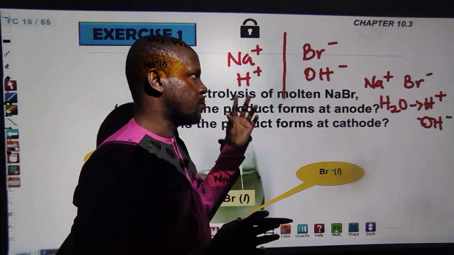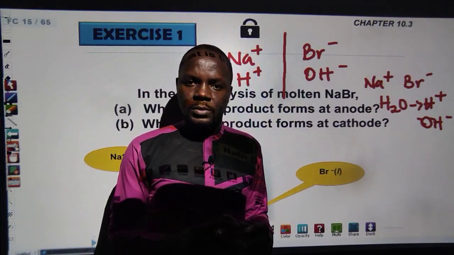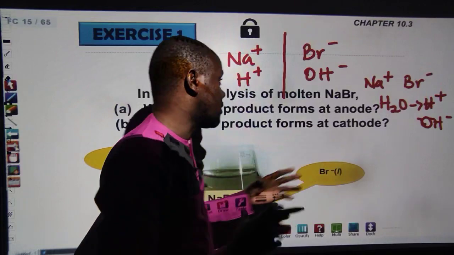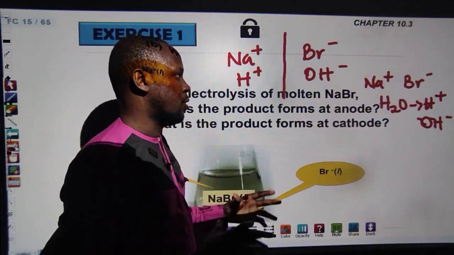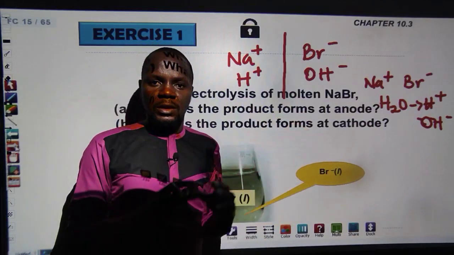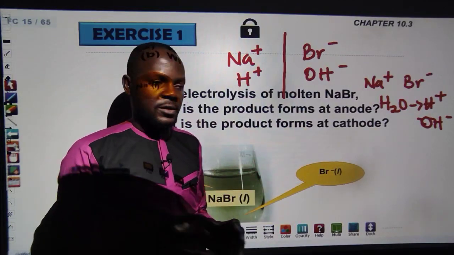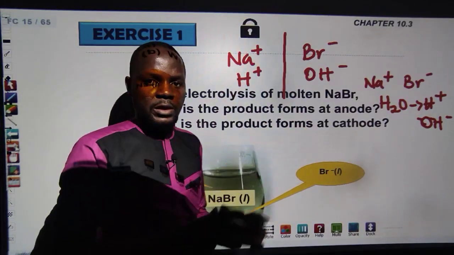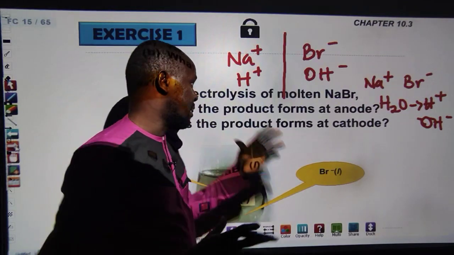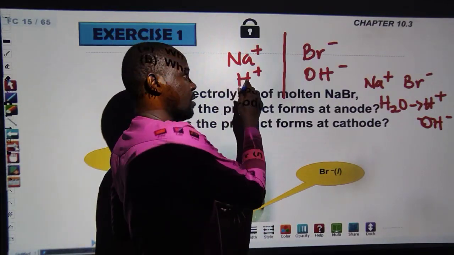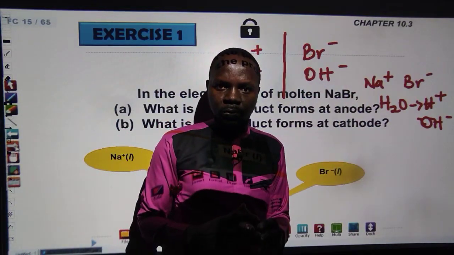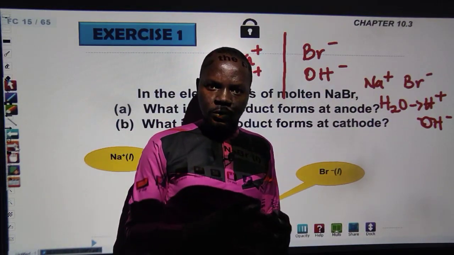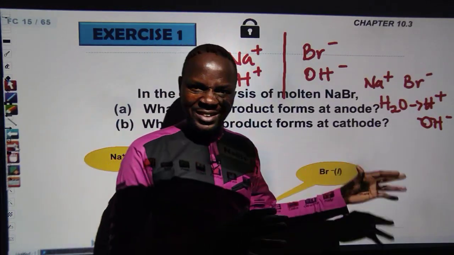In junior classes, the first factor talks about the position of the element in the electrochemical series. If it is junior level, the E naught may not be given. In senior level, E naught of these will be given, and the one that has the highest E naught at this particular point will be the one that will be discharged. So this is what we want to talk about in the next slide.